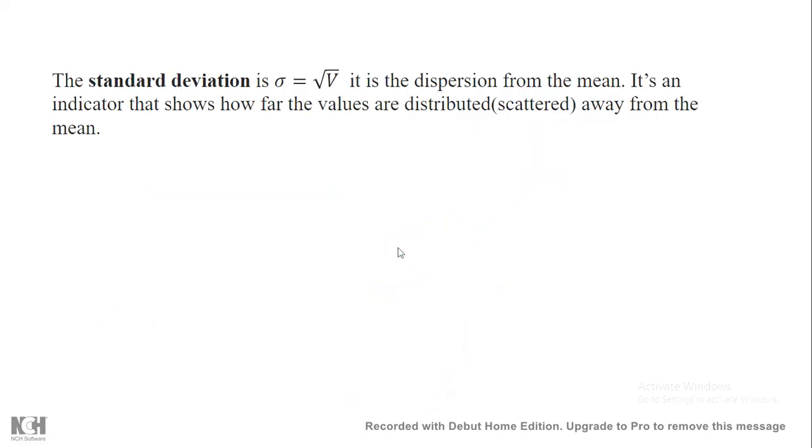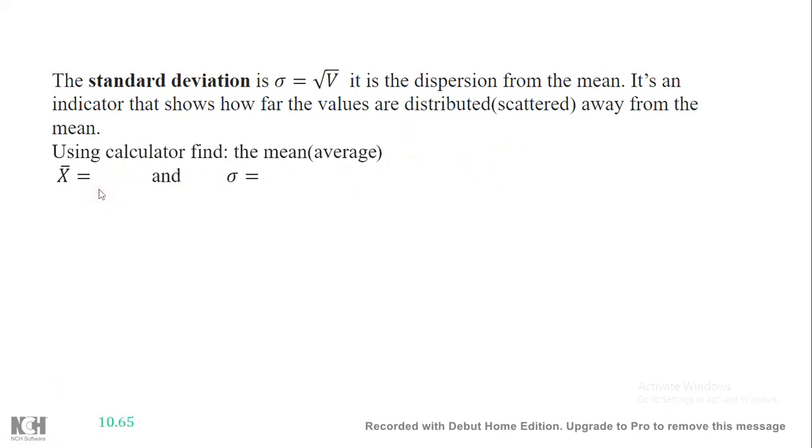The standard deviation is symbolized by sigma, which is the square root of V. It is the dispersion from the mean. It is an indicator that shows how far the values are distributed or scattered away from the mean, from the average. Using the calculator, we can find the mean, which will be 10.65, and the standard deviation sigma, which is 3.033. And the variance will be the square of the standard deviation.